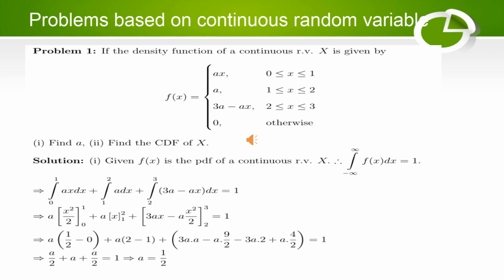This implies 1 by 2 minus 0, plus a into 2 minus 1, plus 3a into 3 minus 3a into 2, minus 9 by 2 plus 4 by 2, equals 1. This implies a by 2 plus a by 2 equals 1, which implies that a equals 1 by 2.